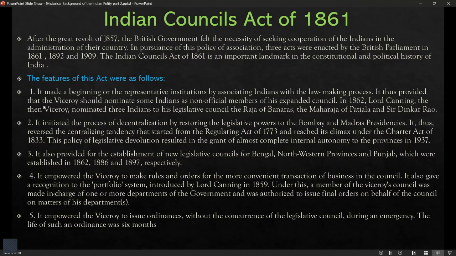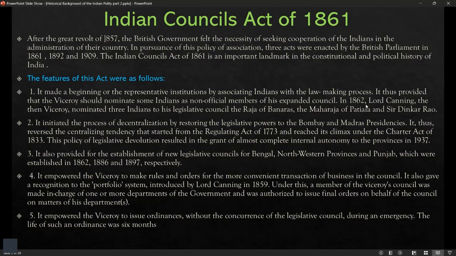And features of the act: it made a beginning of representative institutions by associating Indians with the lawmaking process. So by this act, Indians were made very necessary people, so that they can take part in their own decision making and law making. This act gave them power to do so. It thus provided that the viceroy should nominate some Indians as non-official members of this expanded council.